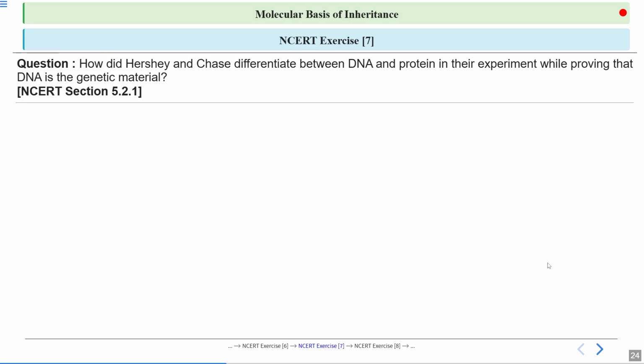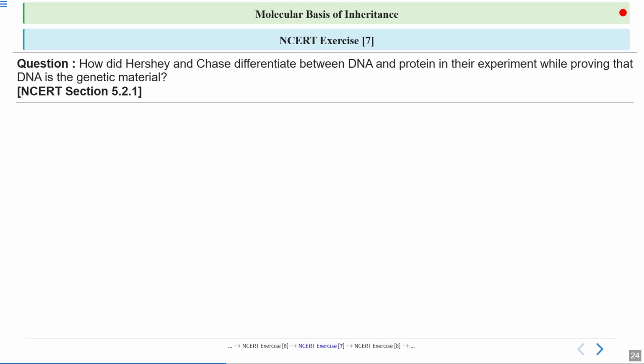Now comes NCERT exercise question number 7. The question says, how did Hershey and Chase differentiate between DNA and protein in their experiment while proving that DNA is the genetic material? This is from NCERT section 5.2.1. We have to tell how Hershey and Chase, the scientists whose experiment we have studied, proved that DNA is the genetic material.